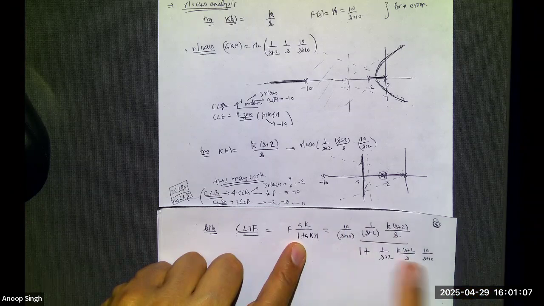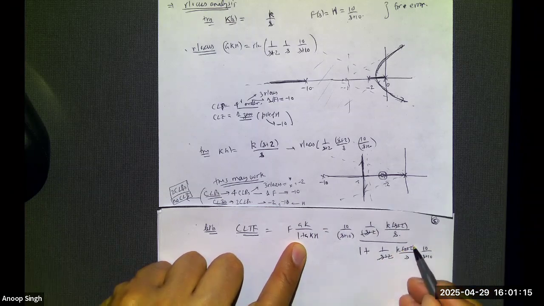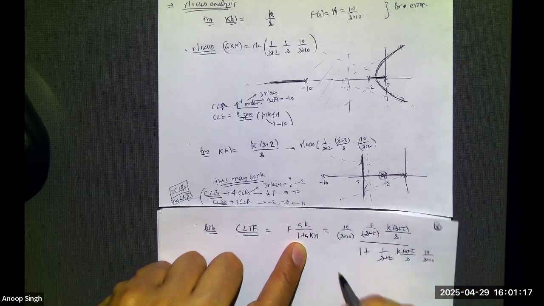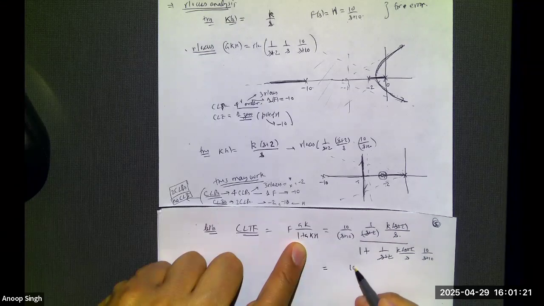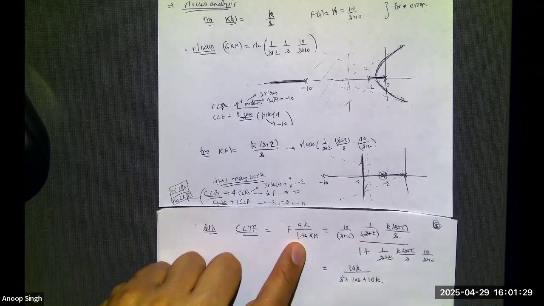So same stuff divided by 1 plus same stuff. Now, bunch of stuff cancels. So 2 cancels with this. So this 2 cancels with this. And if you do your math nicely, this is going to come out to be 10K divided by S squared plus 10S plus 10K. This is algebra, this is math, this is beneath me.